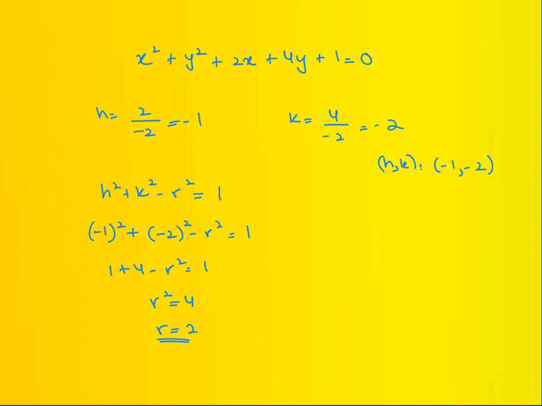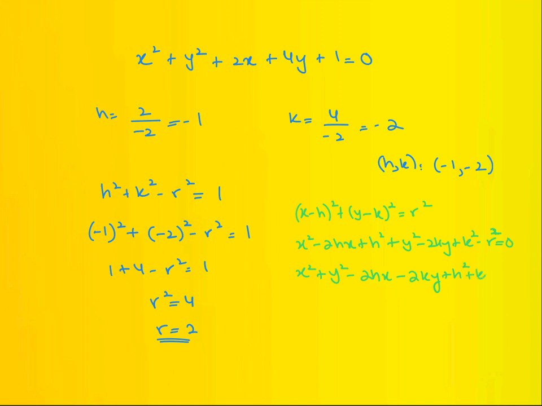Now let's discuss the reason again. If I start off with x minus h whole square plus y minus k whole square equals r square, if I expand this, I get x square minus 2hx plus h square plus y square minus 2ky plus k square minus r square equals 0. One side has to be 0 in the general form. Now rearranging the terms, I get x square plus y square minus 2hx minus 2ky plus h square plus k square minus r square equals 0.